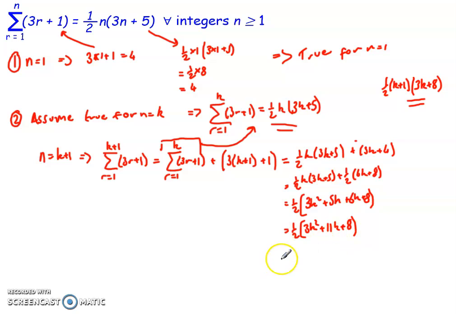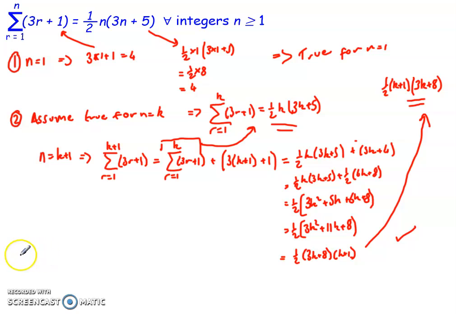Well, funnily enough, 3k squared plus 11k plus 8 simplifies down to a half, bracket 3k plus 8, k plus 1, which is exactly what I had here. So then it holds for the k plus 1th term.